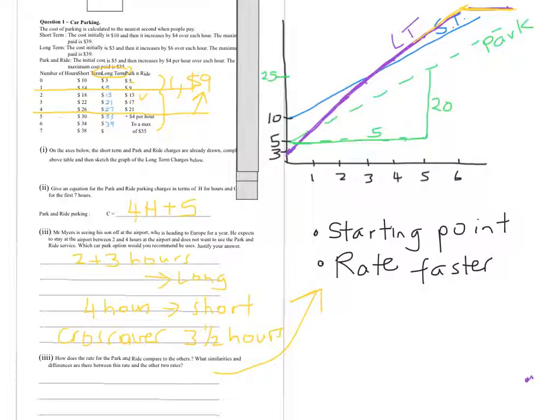When you're asked to compare, always remember to compare the starting point, compare the gradient, and for excellence or merit, you could actually work out the gradients for those lines. You can see the blue and the green are parallel, and so they will have the same gradient. And you can give where they cross over, the intersection points, as well.